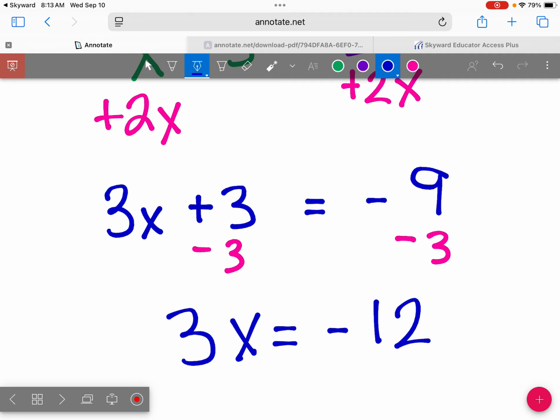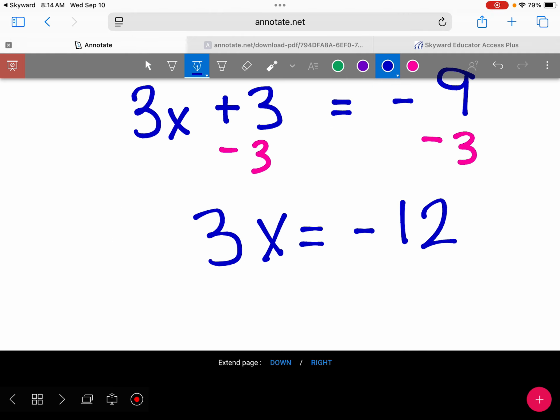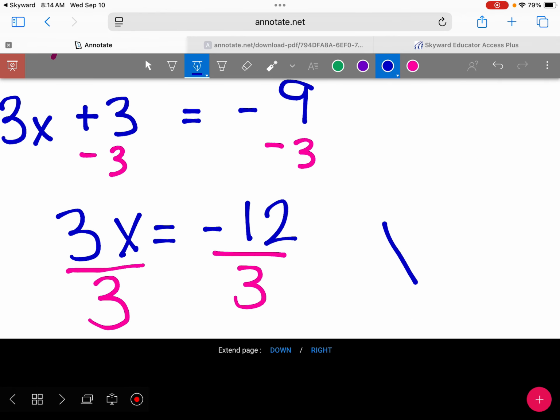Oop, not quite. As I owe you $9, then I borrow $3 more. I now owe you more money. So if I borrowed $9 and I borrowed $3, I now owe you $12 altogether. Be super careful. Those negative numbers throw us off every time. But then we're ready to figure out what our x is. We're going to need to divide both of these by 3. What is our x going to be? Close? Not positive 4. Negative 4. Negative 12 divided by positive 3 is going to be negative 4.